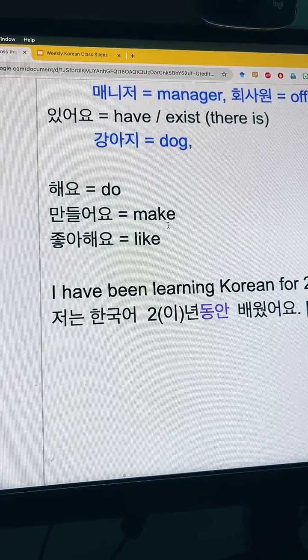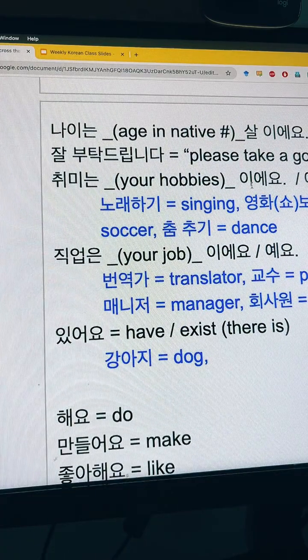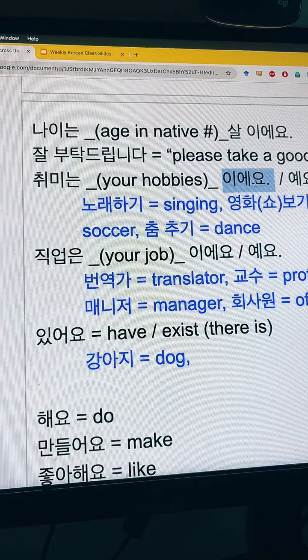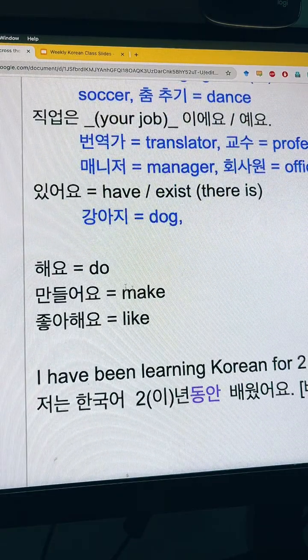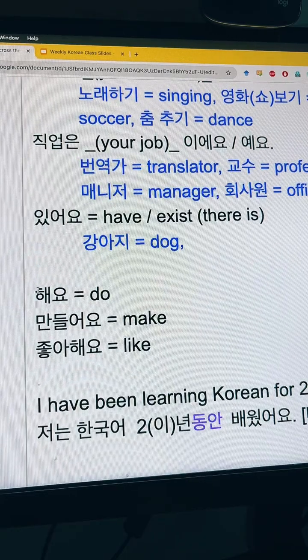Matthew, what is the difference between 있어요 and 이에요? Yes, that is a little tricky for beginner learners, but 이에요 basically means I am. 이에요 is like the is, am, are, was, were verb in Korean. So here.